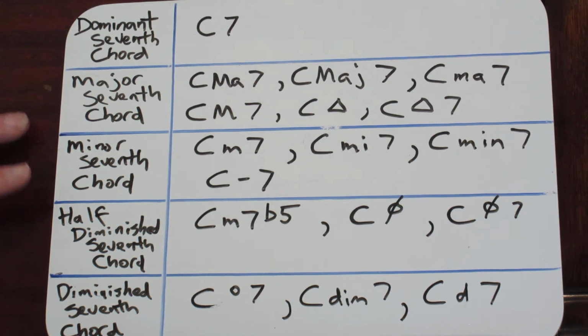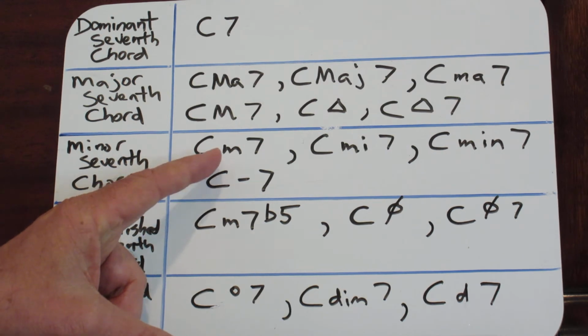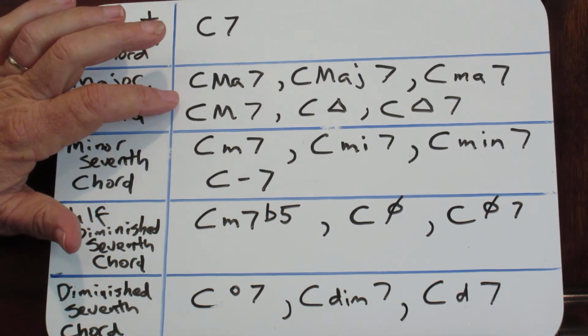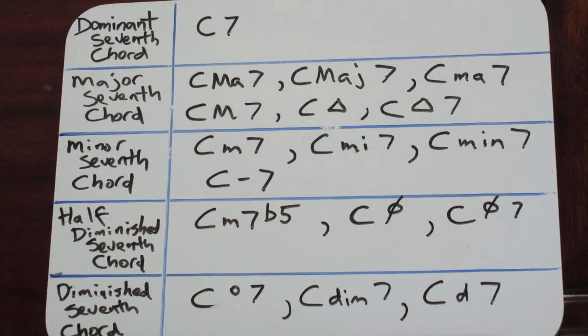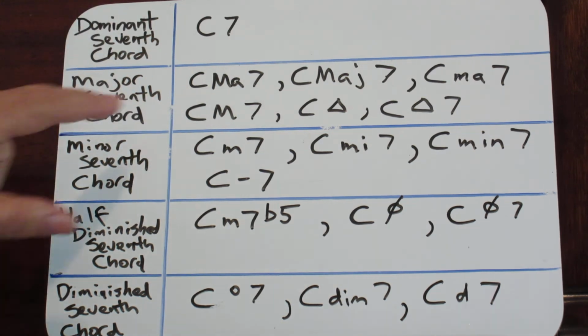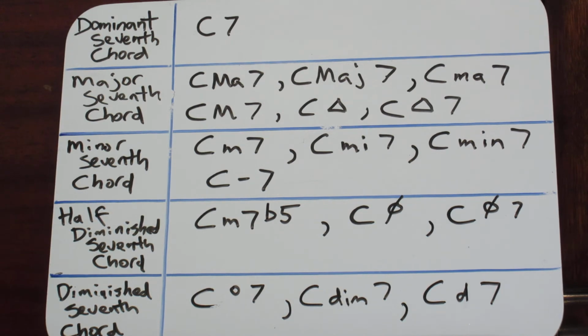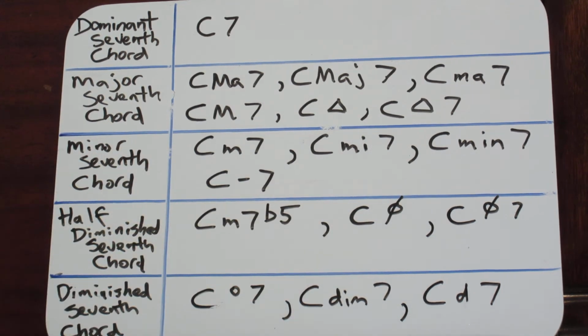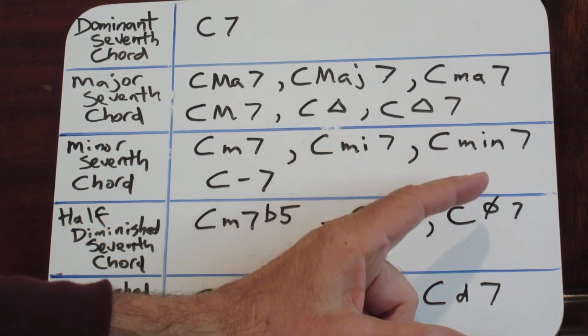Now, a minor seventh chord, C, E flat, G, B flat. 1, lowered third, 5th, lowered 7th. The recommended chord symbols, I like a little m. And again, I make sure that the m is really small so that you don't confuse it with this. Okay, once again, you don't want some different people playing a different chord. So little m, if you're careful, is good. Mi is fine. Min is fine as well.